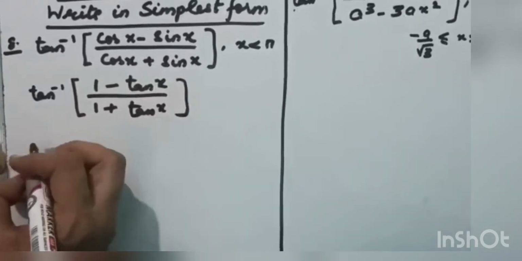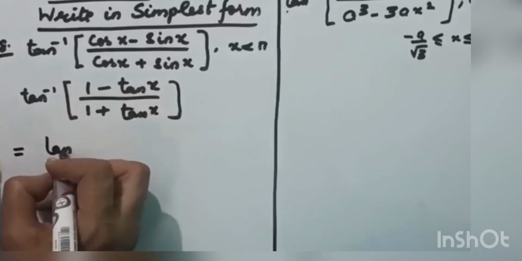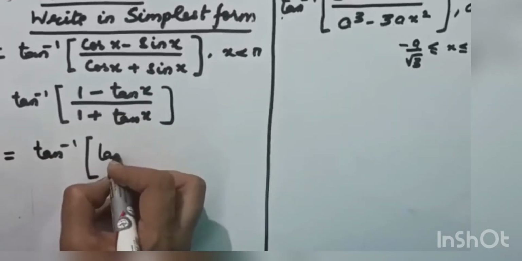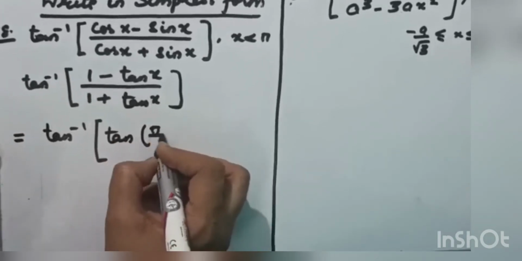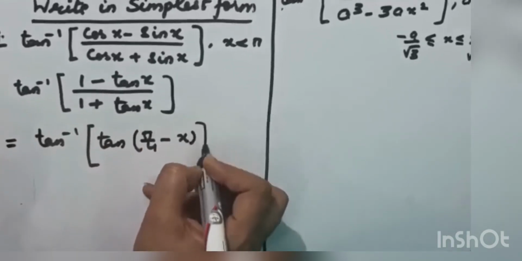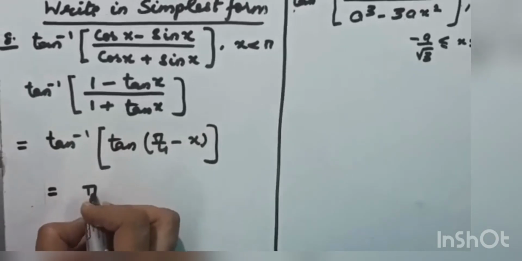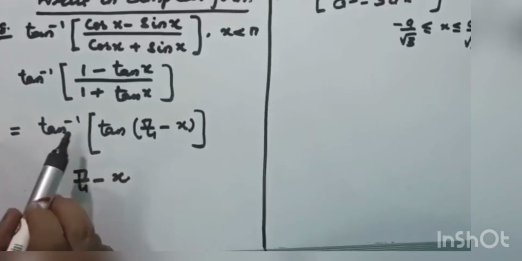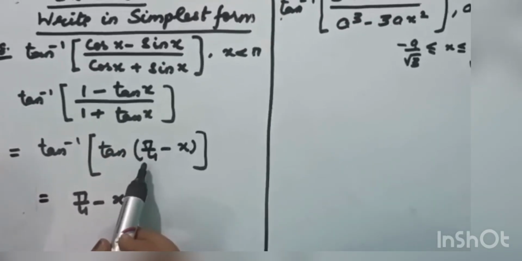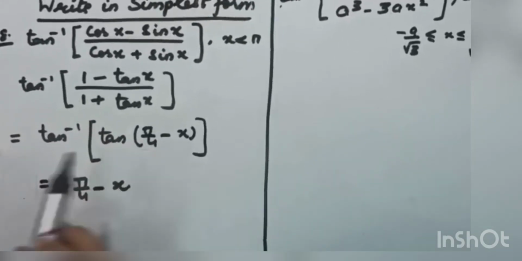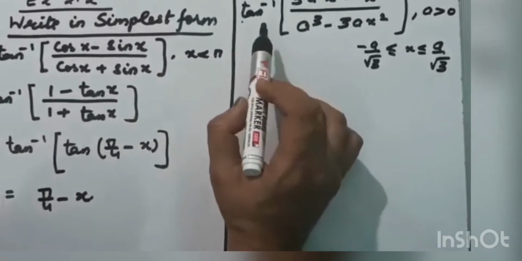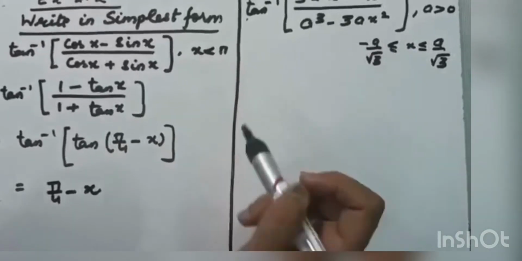So in class 11th you all have done the formula: 1 minus tan x over 1 plus tan x is tan of pi by 4 minus x. So this becomes pi by 4 minus x. So tan inverse tan pi by 4 minus x, because this angle belongs to the principal branch of this tan inverse function.